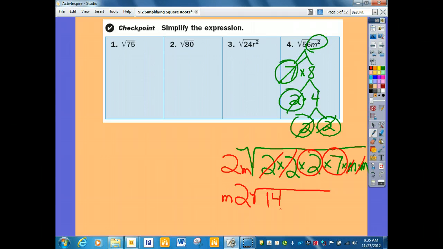No. No, it's always the number first and your variable. That looks like we're in 2nd grade when we write it like that. 2m times the square root of 14, and that is our final answer.